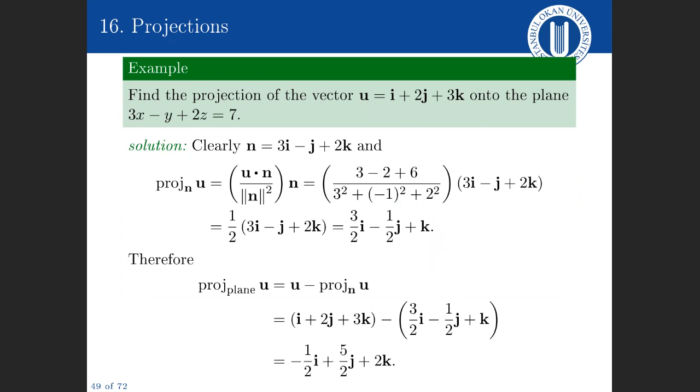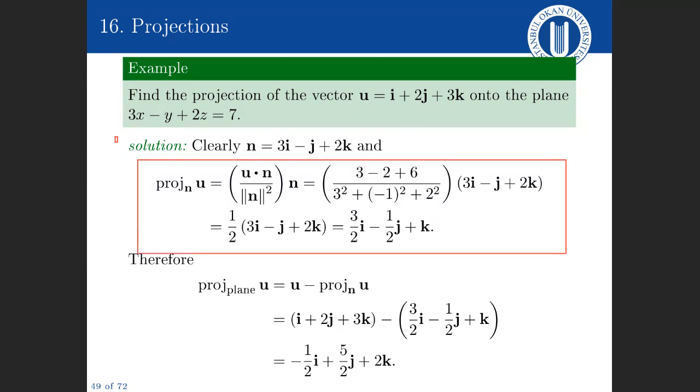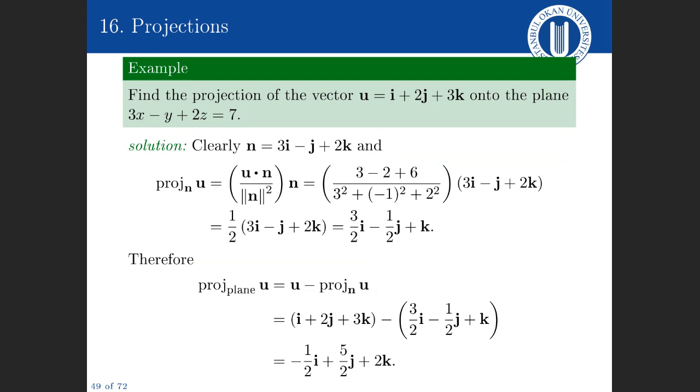For example, find the projection of this vector u onto this plane. Normal vector, straight away we know this, we can write this down. We know our formula for the projection of u onto n. I'll leave this for you to check. Please check this is 3 over 2 i minus a half j plus k. Key step for us is the projection of u onto the plane is equal to u minus the projection of u onto n, which we can calculate. The answer to this problem is minus a half i plus 5 over 2 j plus 2k.